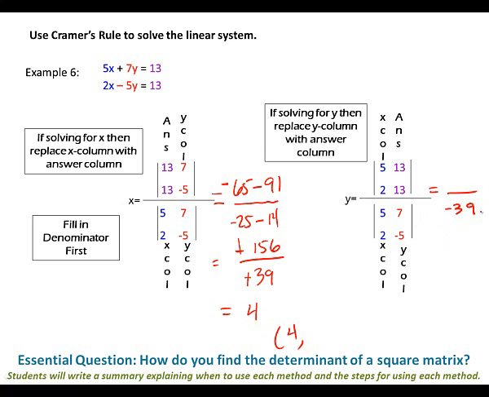I've already done the denominator, so I just need to do the numerator. What is 5 times 13 again? 65, minus what's 2 times 13? 26. Good. So what is 65 minus 26? 39. And what does that reduce to? -1. So instead of doing substitution or elimination, which I would have probably done, and we would have had to get some fairly large numbers in there, I can use Cramer's rule. So today you're going to practice Cramer's rule in your homework.